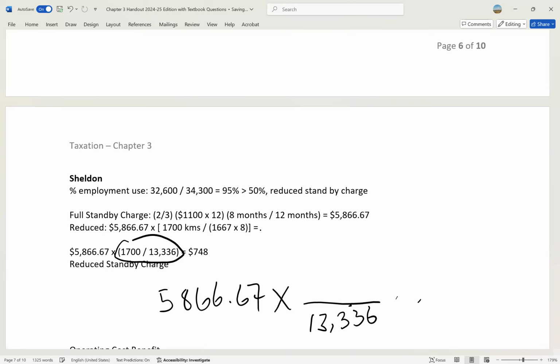So let's say that he drove it, let's say 15,000 kilometers personal. They're not going to make you increase the standby charge. What it says is that the numerator cannot exceed the denominator. So in a case it does, we'll just leave it at the regular standby charge. So if your personal use kilometers exceed the denominator, we're not going to increase the standby charge. We'll just reset it to what the full standby charge was. Any questions about how that reduced standby charge is calculated?